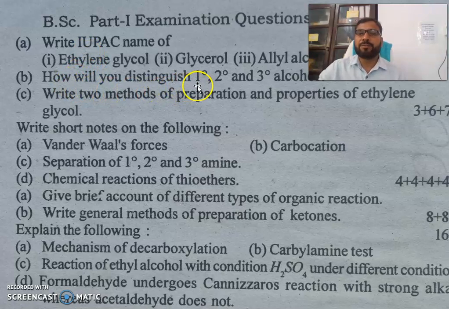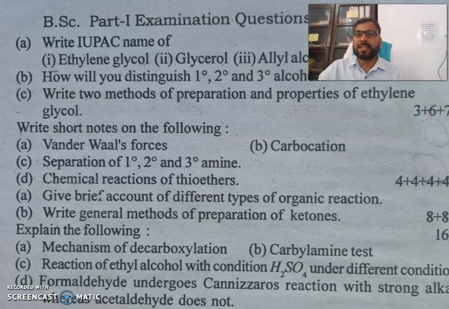How will you distinguish 1 degree, 2 degree and 3 degree alcohol? Give the test and write 2 methods of preparation and properties of ethylene glycol. Only 2 methods of preparation. Sometimes students write the general method of preparation of alcohol. Not here. The limitation is ethylene glycol. You have to write preparation and properties, any 2 methods.